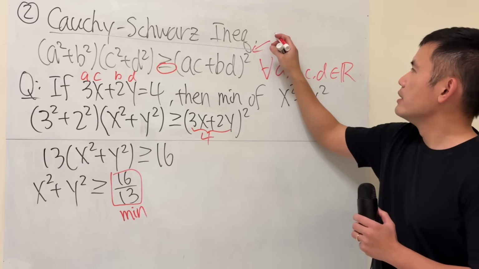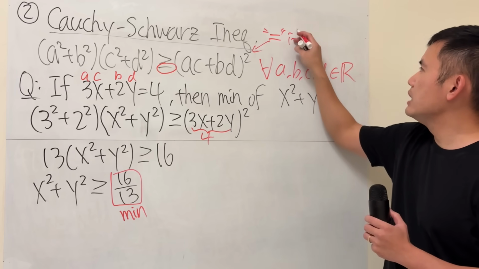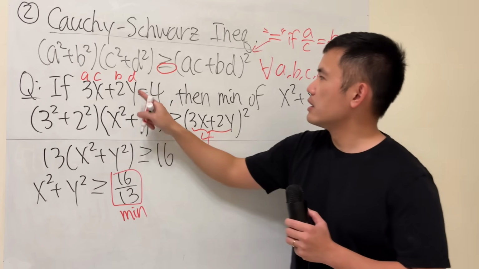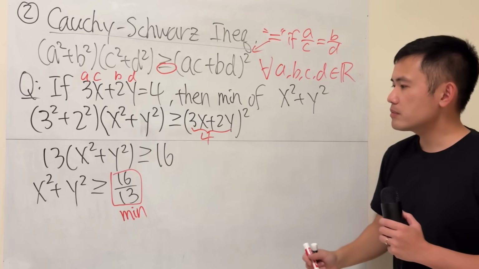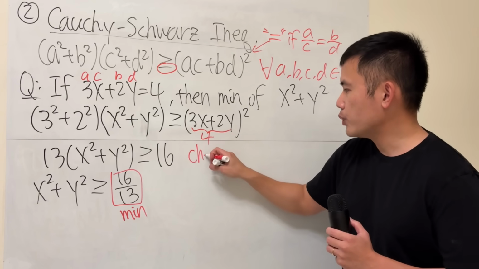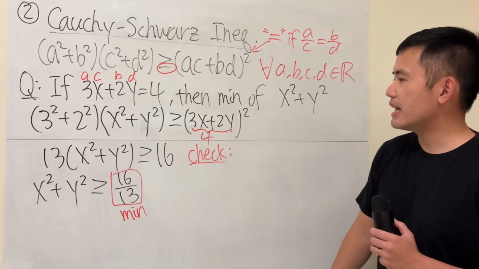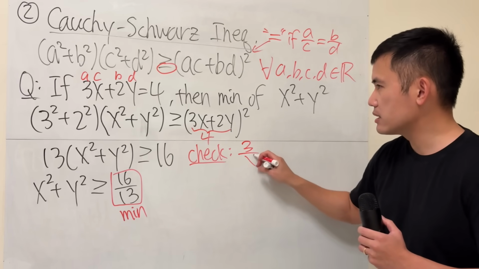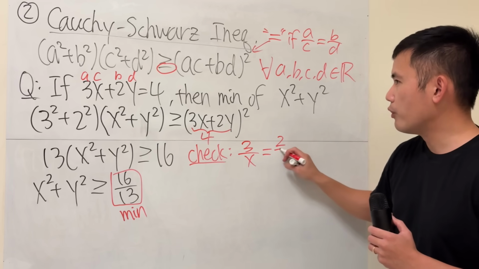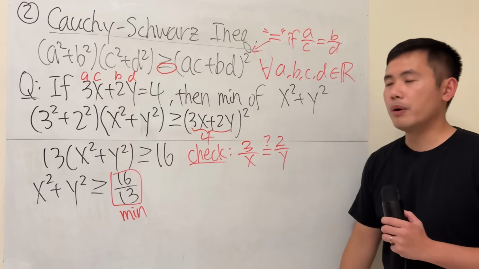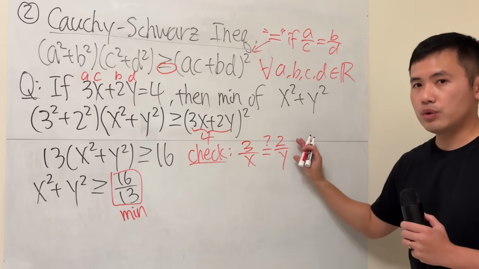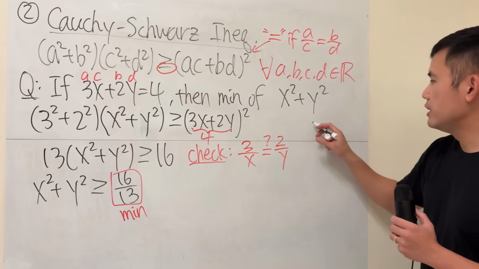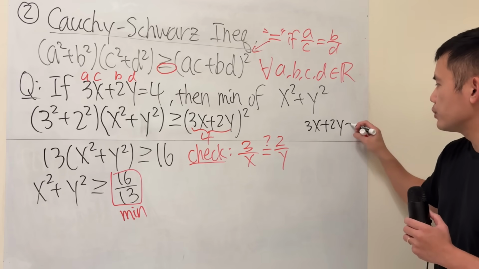Right here, I will tell you the equality holds if A over C is equal to B over D. It's like A divided by C, B divided by D. So this right here is what we will have to check. We will have to check that A divided by C, which is 3 over X, can this be equal to 2 over Y? Is this achievable? Okay, this is what we have. Well, we still need to figure out the Y. From this equation here, if you just do that 3x plus 2y is equal to 4.